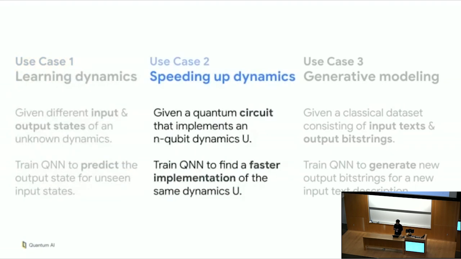The second use case is related to the first one, but in a sense, there's not really any learning involved. So the second use case is in speeding up dynamics. So here we assume that the dynamics we wanted to simulate is already known to us. It's an n-qubit unitary U, and we are already given a quantum circuit for it. So maybe this unitary U corresponds to Hamiltonian simulation of some Hamiltonian of interest, and say the quantum circuit corresponds to the trotterization of that Hamiltonian dynamics up to some certain fixed time t.